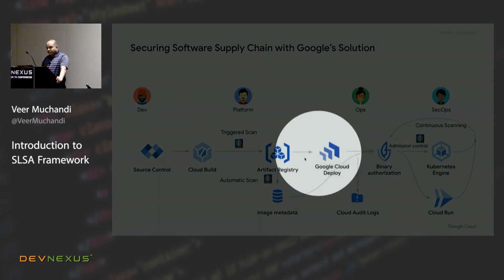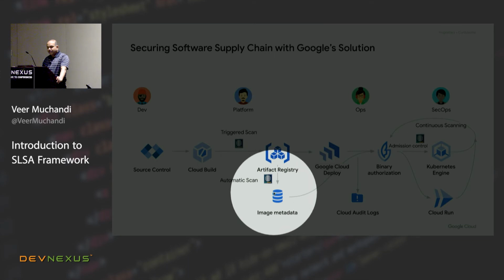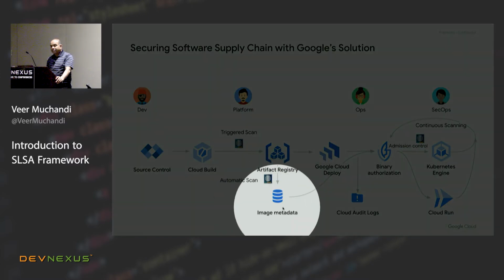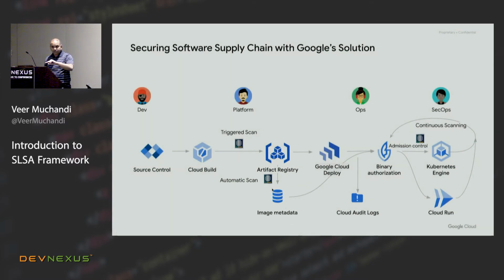And the report of those automatic scans is stored as image metadata so that you can decide what to do with it. So for example, maybe there are some medium or small vulnerabilities, and maybe you are okay with those vulnerabilities in your dev environment, but you don't want to push them into your production, let's say. So you can make those decisions based on the data stored in your image metadata for each image.